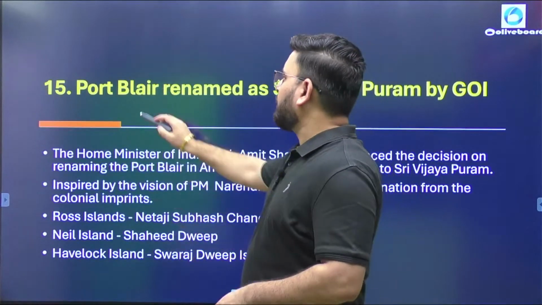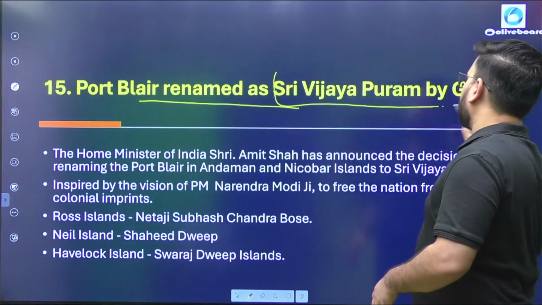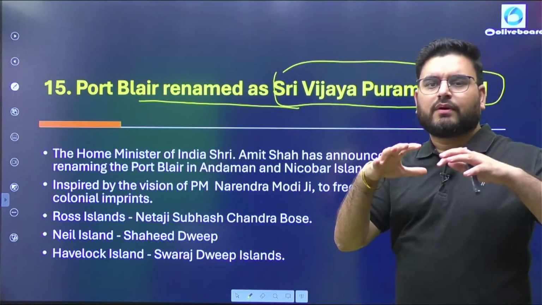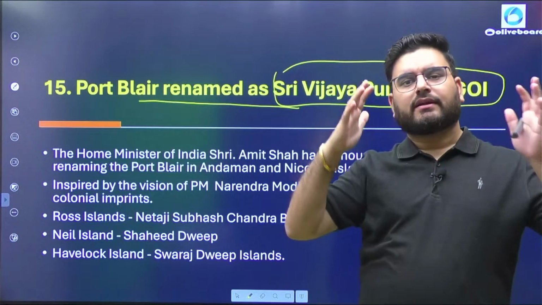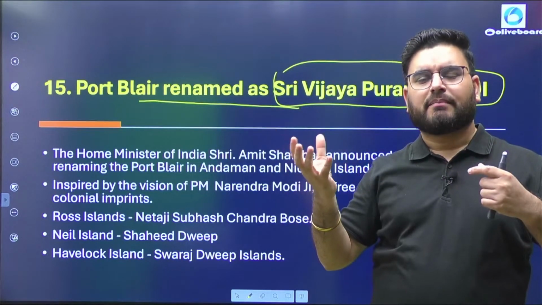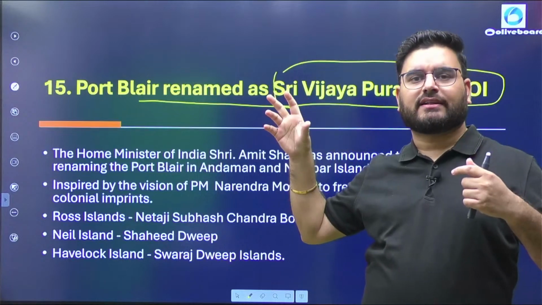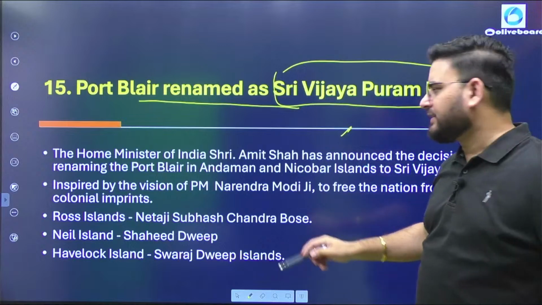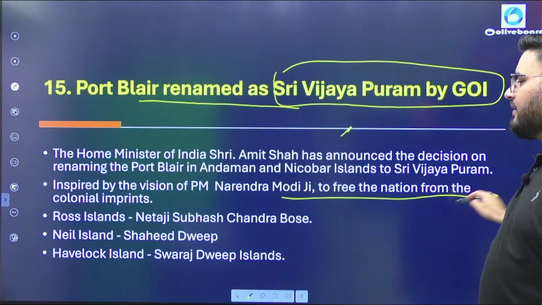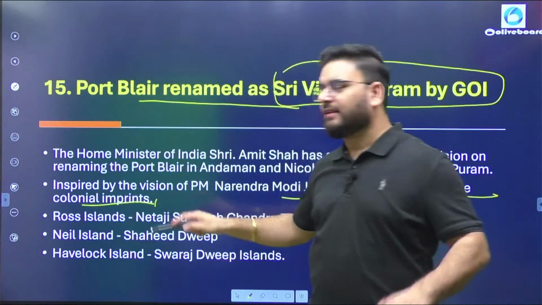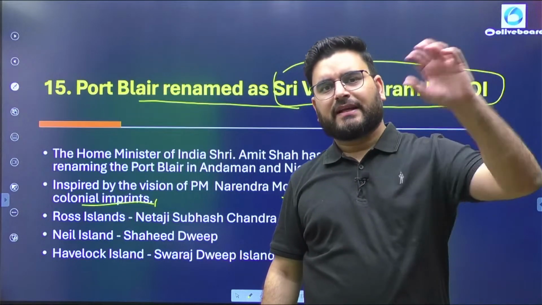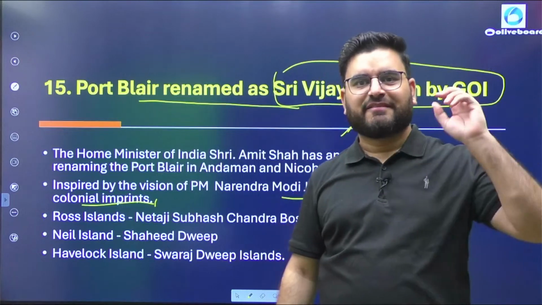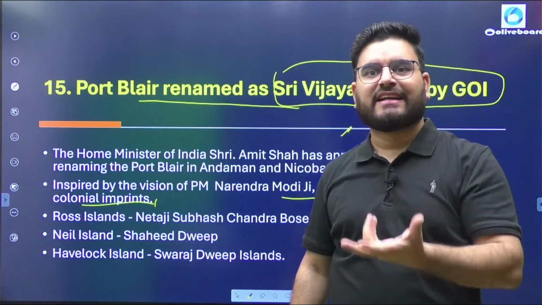Now moving on to the next news, Port Blair has been renamed as Sri Vijayapuram by the Government of India. So recently what happened was, to remove the draconian British naming, because previously it was named as Andaman and Nicobar Islands. It had the British touch. So our Prime Minister has the vision to make India free from colonial imprints. He doesn't want to name a place based on this British thing. So he is saying remove all the names. We will make this name Indian.